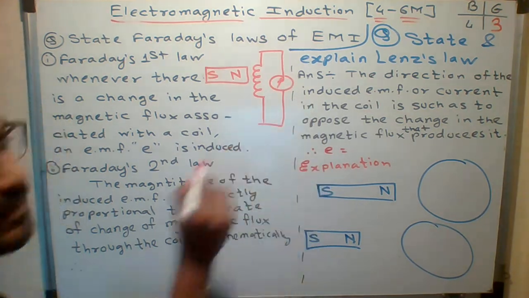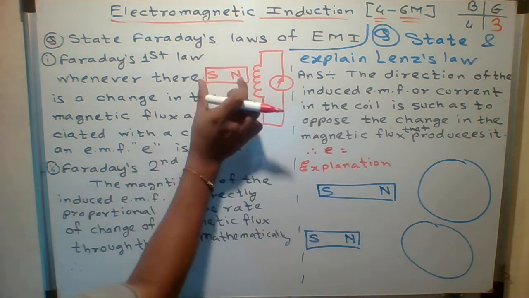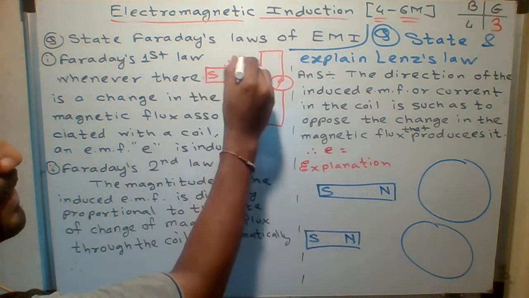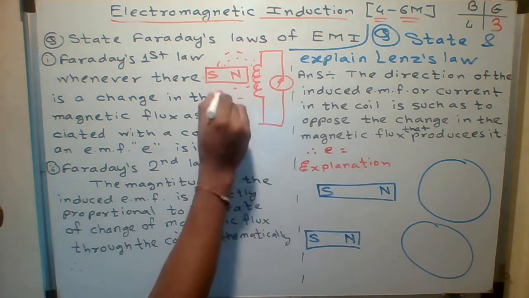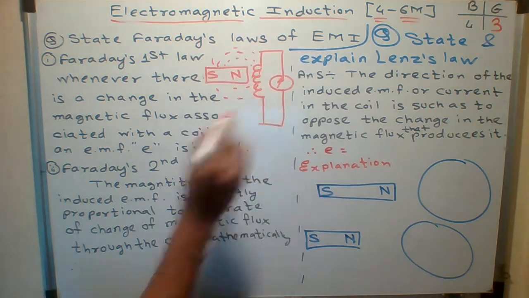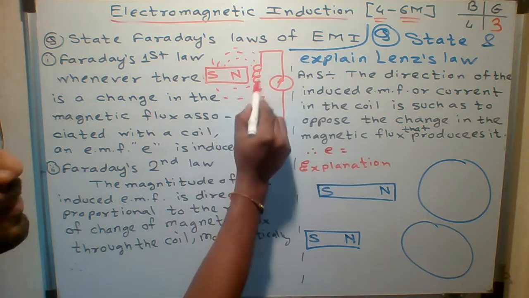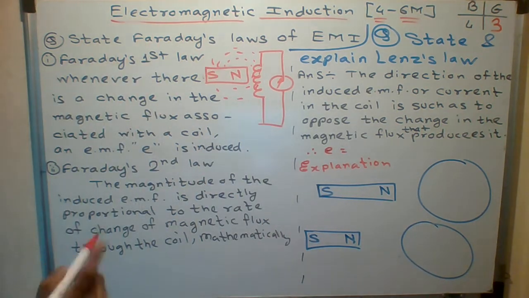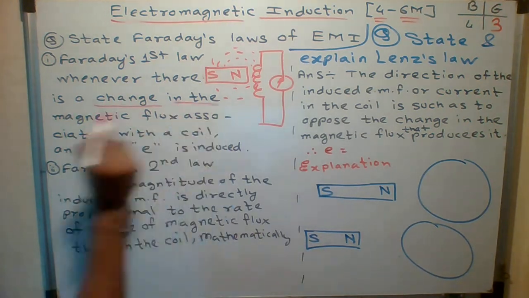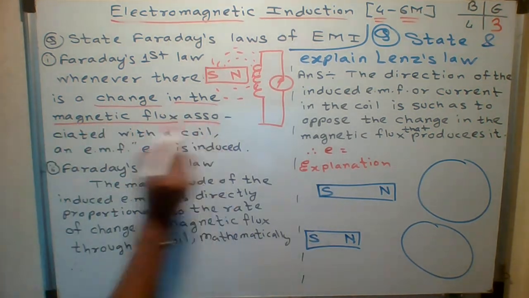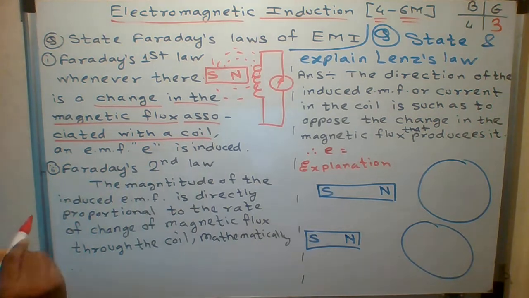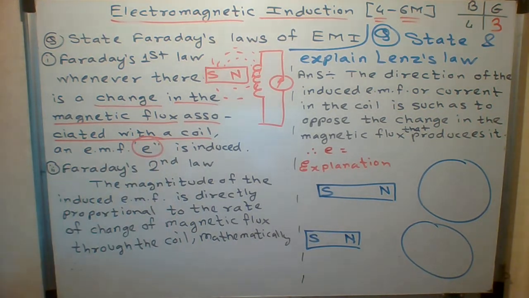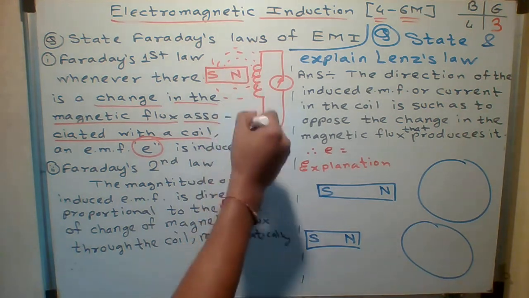what will happen? If I move this magnet forward and backward, the magnetic flux associated with that magnet is cut by the number of turns of that coil. And according to Faraday's first law, whenever there is a change in the magnetic flux associated with the coil, remember, students, EMF is induced.